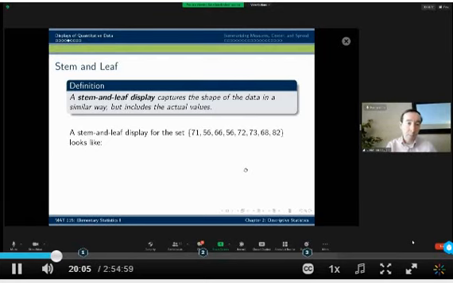Okay. So how many of you have seen stem and leaf displays before this class? I'm just curious. A few of you.